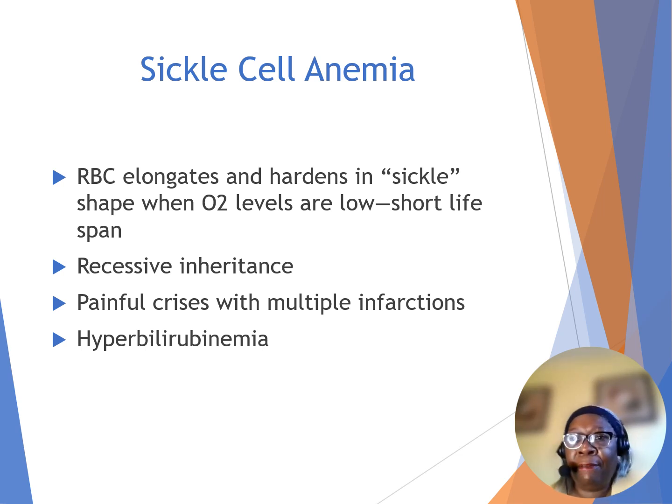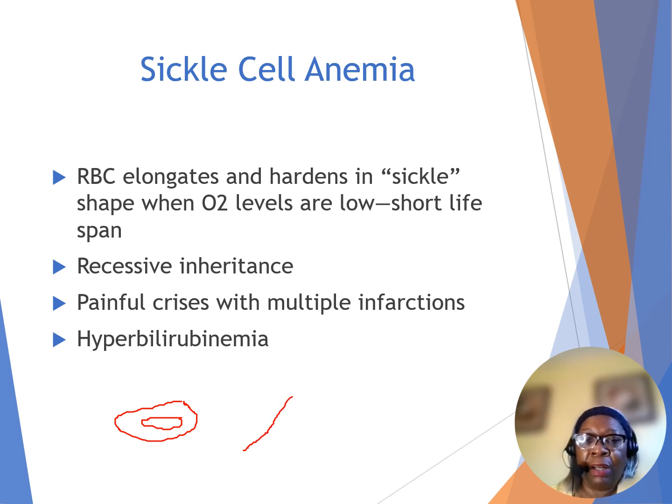So I do have a picture of what that looks like. So the RBC elongates, right? It's supposed to be round. The RBC is supposed to be round like this, right? And it's kind of concave. But with sickle cell, the RBC elongates, right? It's not round. Okay. So it's shaped like a sickle.